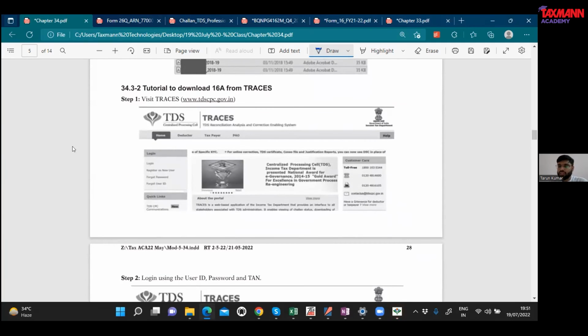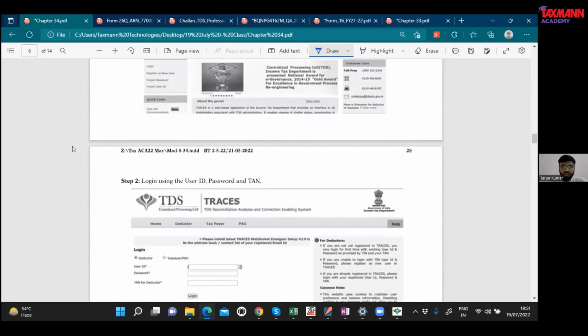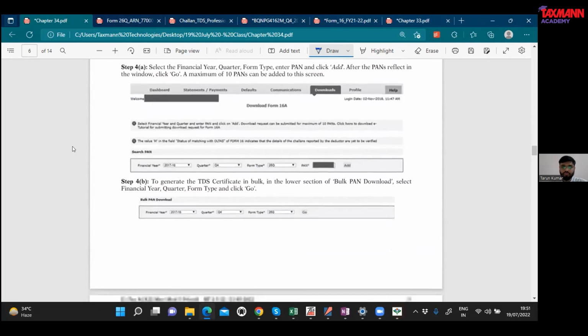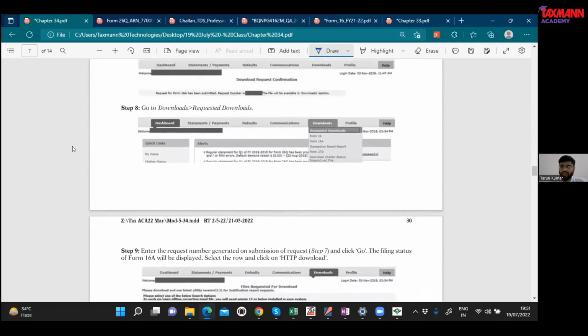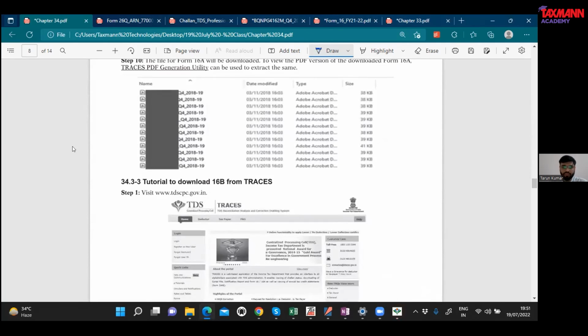So the similar process for Form 16A that you have seen for Form 16. The entire process is the same for Form 16A and 27D. Since in our case only Form 16A certificates were downloaded, if there are multiple deductees, all these TDS certificates are downloaded and extracted through that utility.